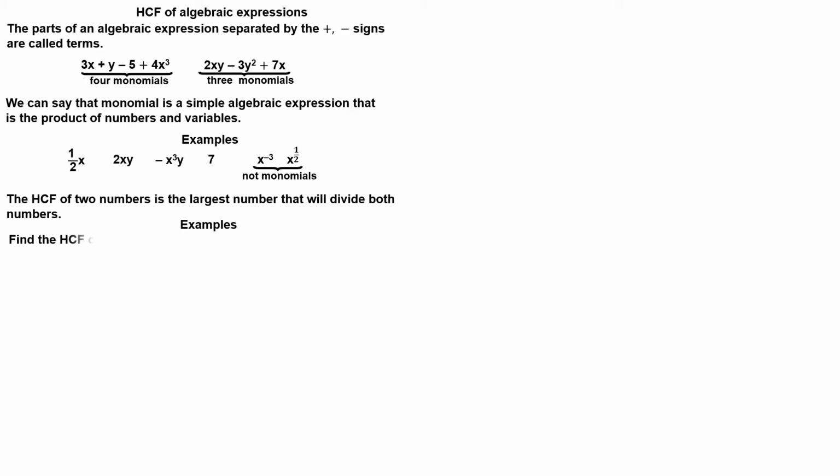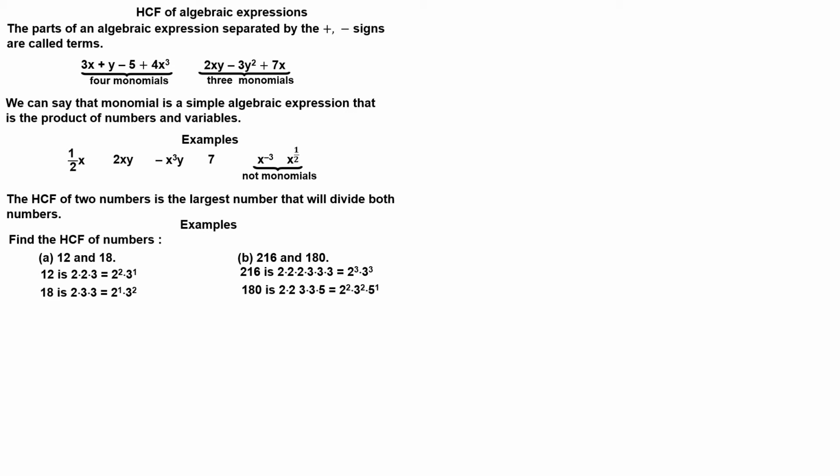Find the highest common factor of the numbers 12 and 18, and 216 and 180. We express 12 and 18 as products of prime factors. We also express 216 and 180 as products of prime factors. The highest common factor of two or more numbers will be the product of the least powers of common prime numbers.